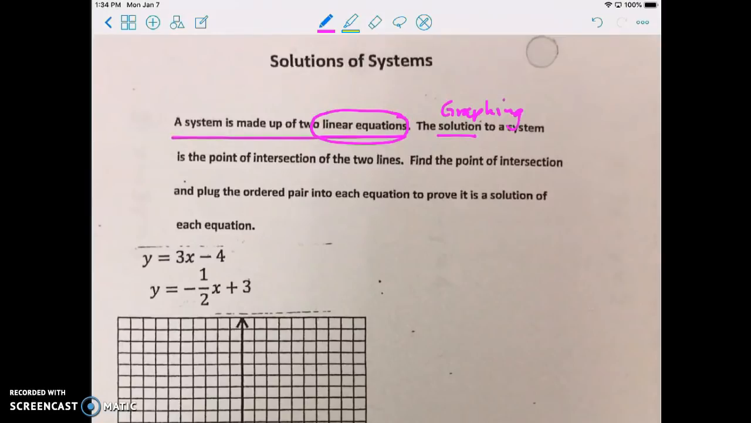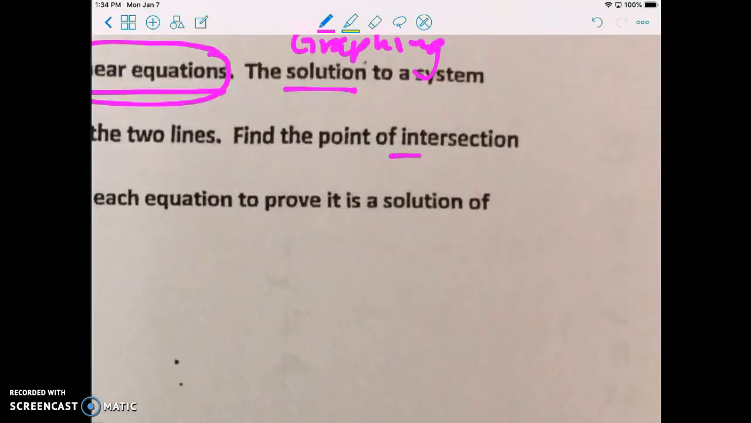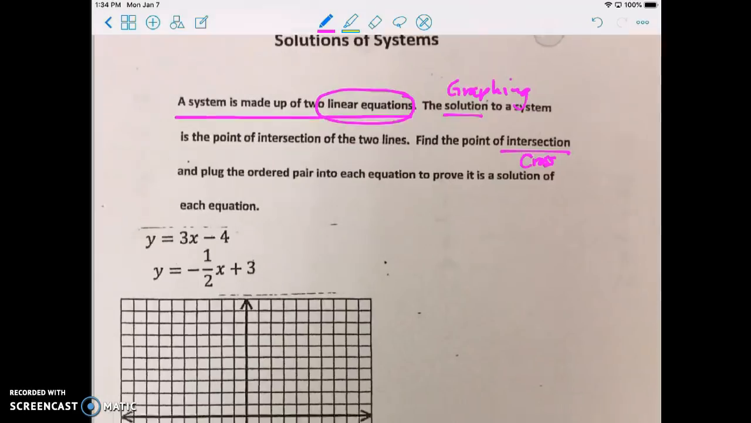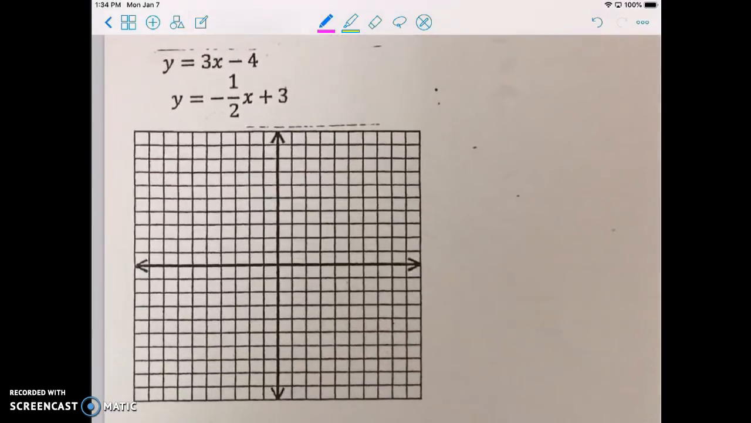There's three ways: graphing, elimination, and substitution. Today we're doing it by graphing. We're going to graph both of these equations and find the point of intersection, meaning where they cross. Where they cross each other, that is your solution. Then plug the ordered pair into the equation to prove that it's a solution of each equation. After we find where they cross, we plug it in to make sure it works for both of them. So let's get started. Seems like a lot, but it's really straightforward.